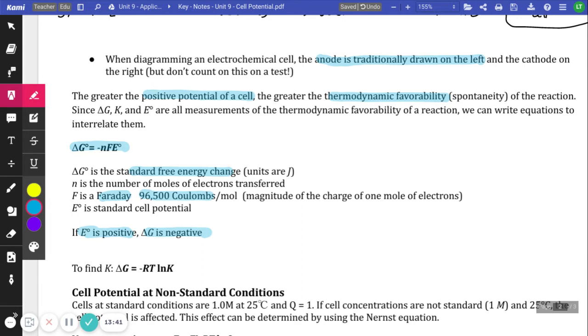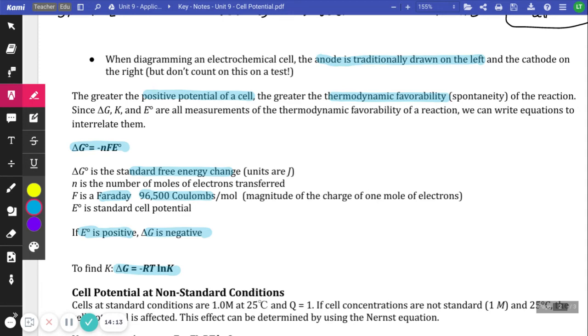Now remember, to find K, we know delta G is equal to negative RT times the natural log of K. So you can see that this already is relating to other units, because we could use our cell potential to find our delta G to find our K value there as well. So that's all interrelated, guys. It's coming back. It's all interrelated.